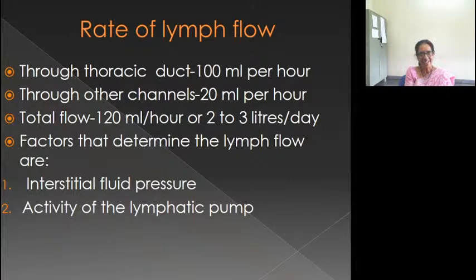So what are the factors that determine the lymph flow? What factors are essential to have that much lymphatic flow? There are two important things: interstitial fluid pressure, and the activity of the lymphatic pump. That is why that much lymph is going into your right atrium.